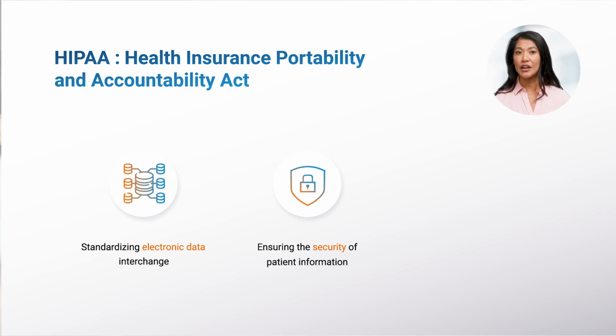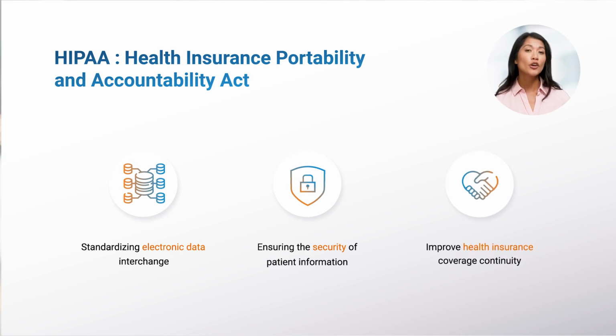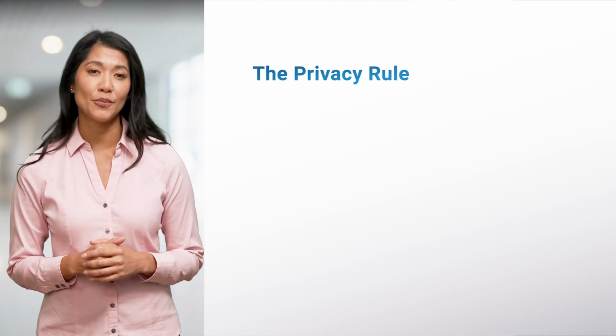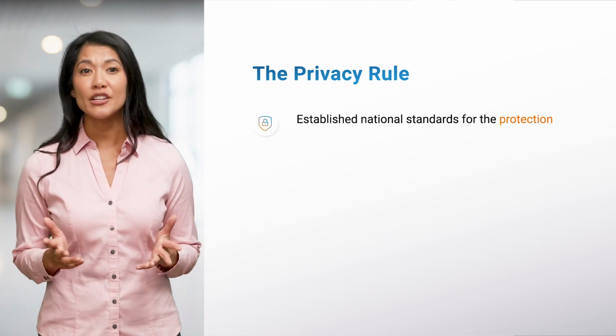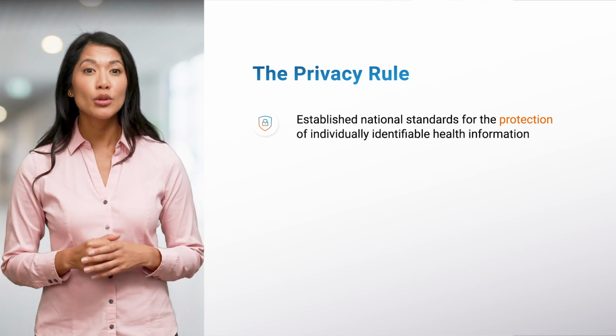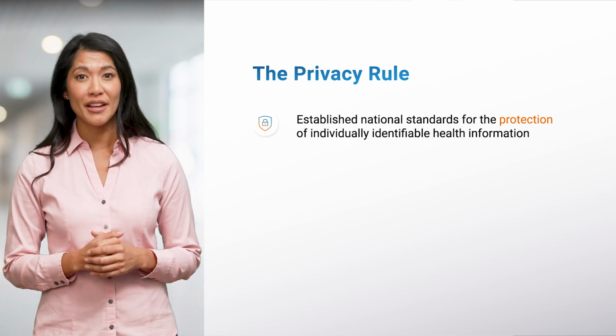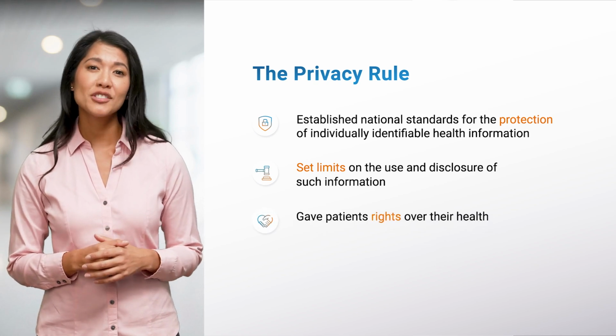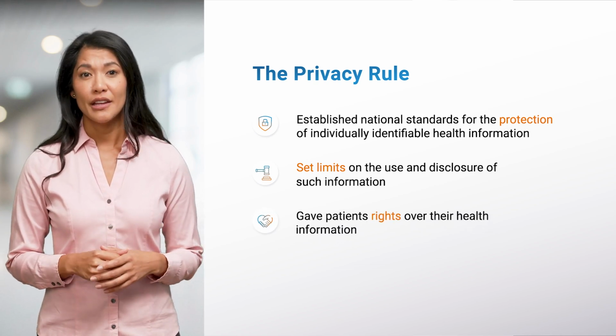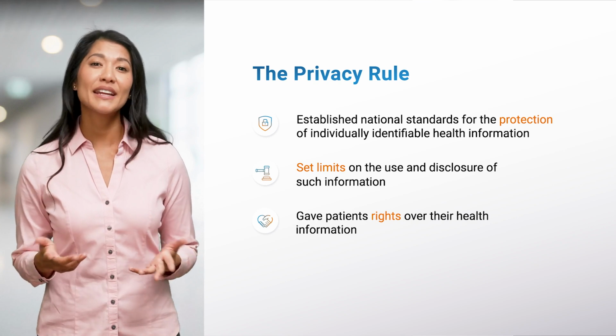HIPAA's initial focus on implementation was to improve health insurance coverage continuity for workers and their families if they were to change or lose their jobs. But HIPAA provisions expanded with the Privacy Rule. This rule, finalized in 2000, established national standards for the protection of individually identifiable health information. It set limits on the use and disclosure of such information and gave patients rights over their health information, including rights to examine and obtain a copy of their health records and request corrections.